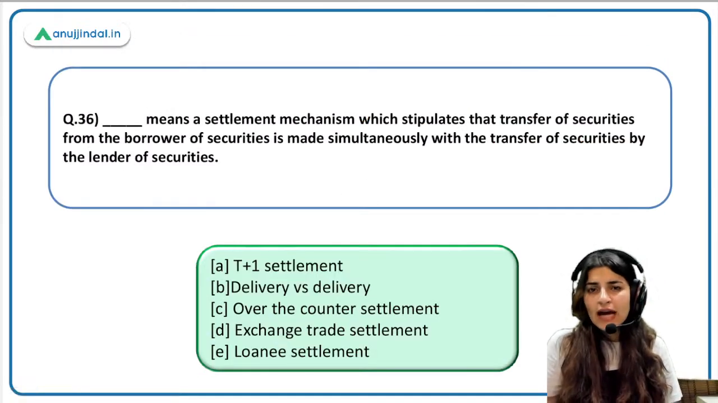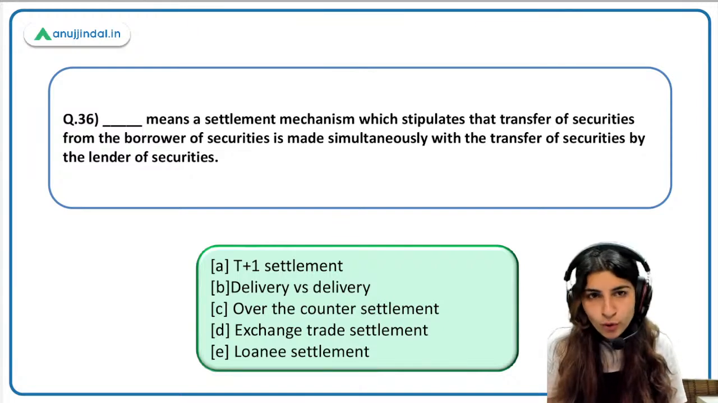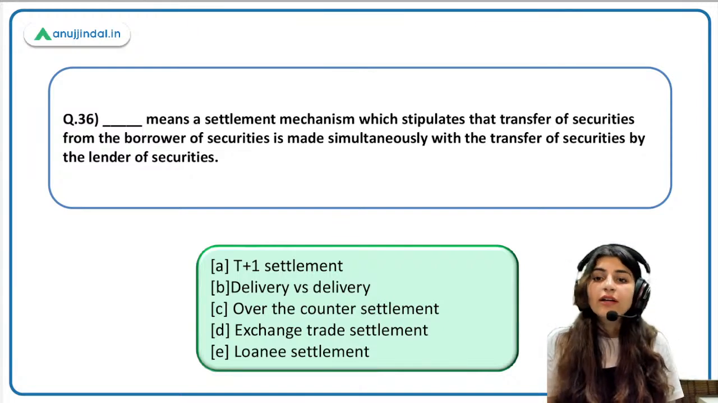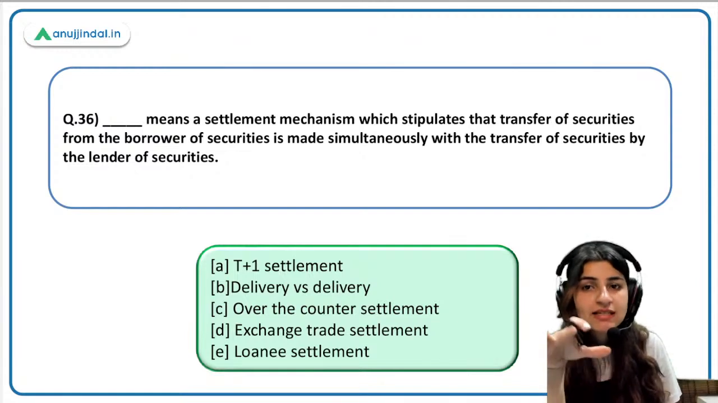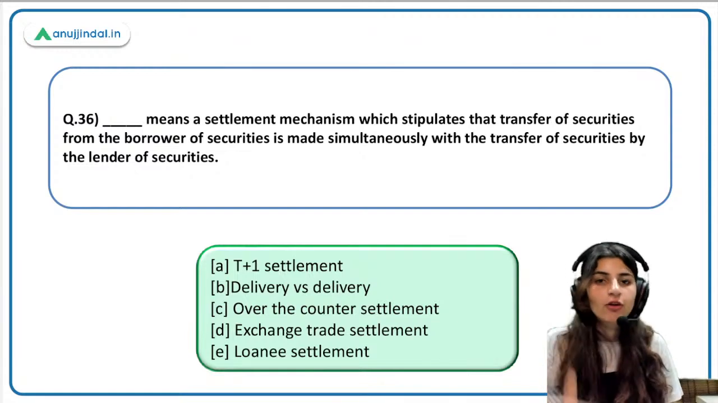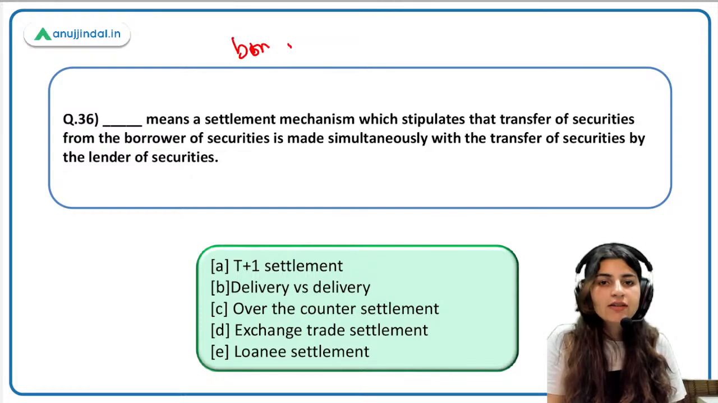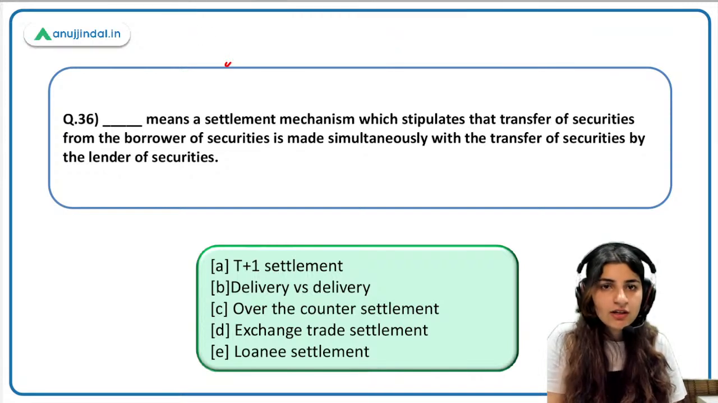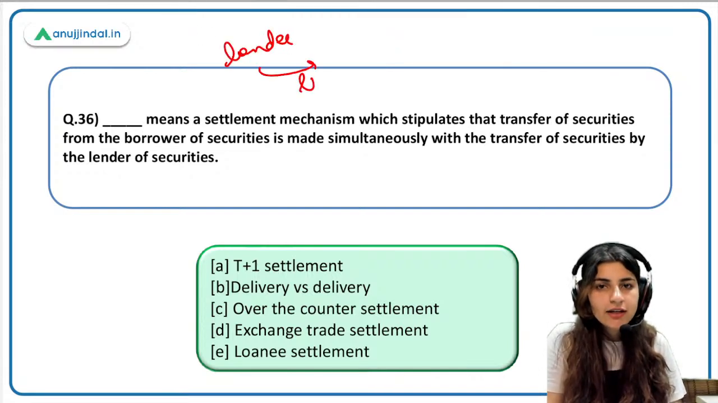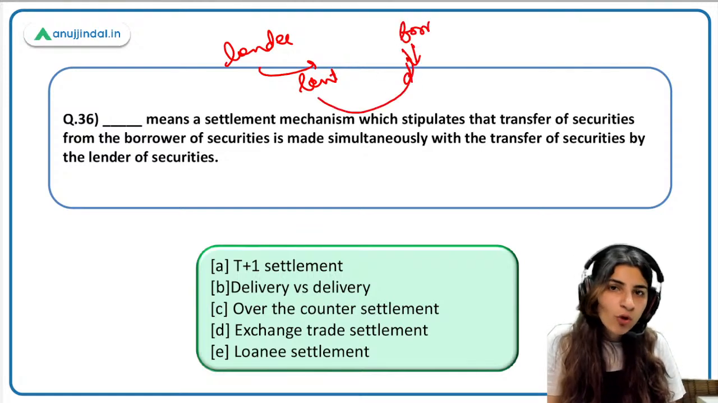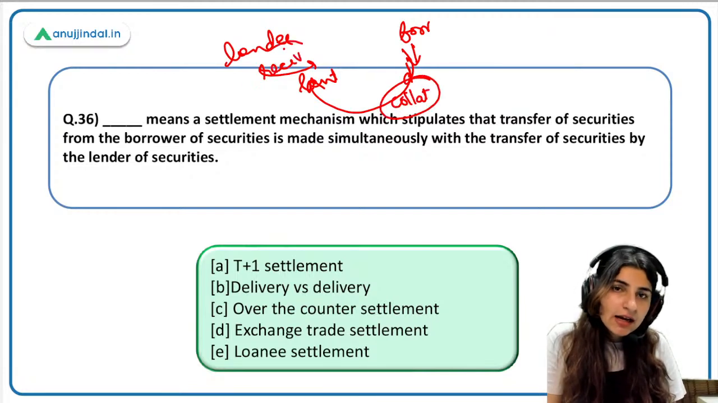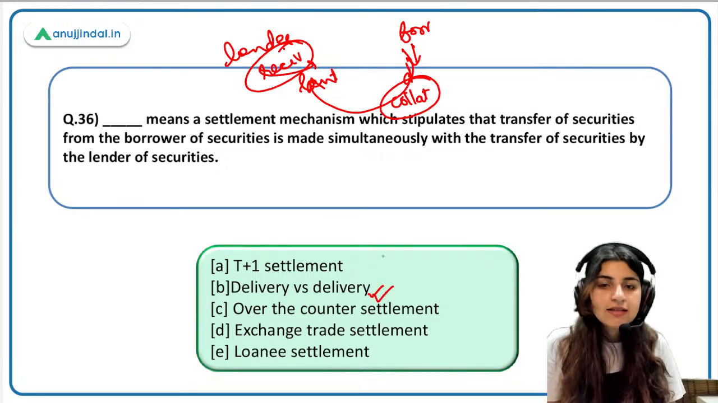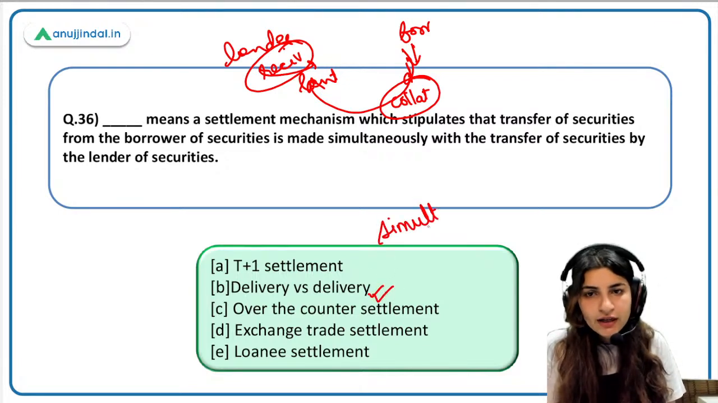Dash means a settlement mechanism which stipulates the transfer of securities from the borrower of securities. The transfer of securities from the borrower is made simultaneously with the transfer of securities by the lender of security. When the lender has lent the securities, that is when the borrower has received the securities. And similarly, when the borrower has given the collateral, at the same time the lender receives the collateral. So this is the delivery versus delivery mechanism. It is happening simultaneously.